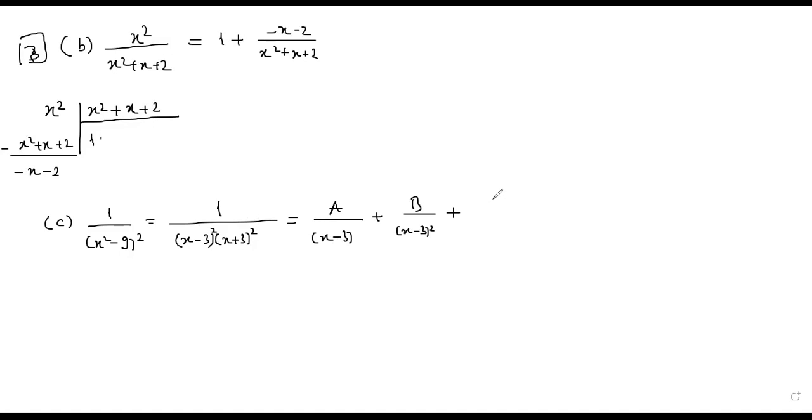Now for the other factor, we do the same thing: c over x plus 3 plus d over x plus 3 squared. And we're done. The question doesn't ask to find these constants, so we won't do anything about this.